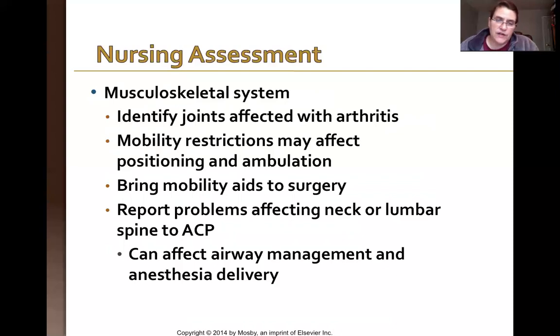We need to report any kind of problems affecting the neck and the lumbar spine to the anesthesiologist. That's what the ACP is, the anesthesiologist, because this can affect airway management and anesthesia delivery. So any kind of neck or lumbar problems, the anesthesiologist needs to know about.